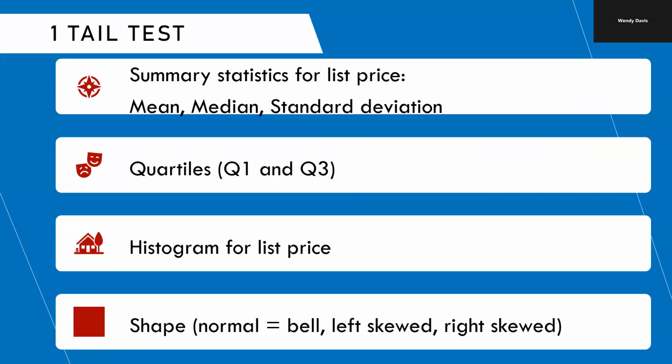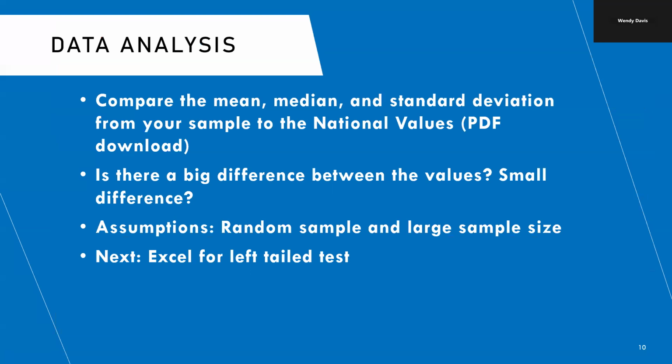So for the one-tail test, we're going to find our summary statistics: mean, median, standard deviation, our quartiles, a histogram, and then we're going to talk about the shape. In the data analysis, compare the mean, median, and standard deviation from your sample to the national values. Is it higher? Is it lower? Is it a big difference? A small difference? For the assumptions, our assumptions are a random sample, which we're going to get using the random function in Excel, and a large sample size.